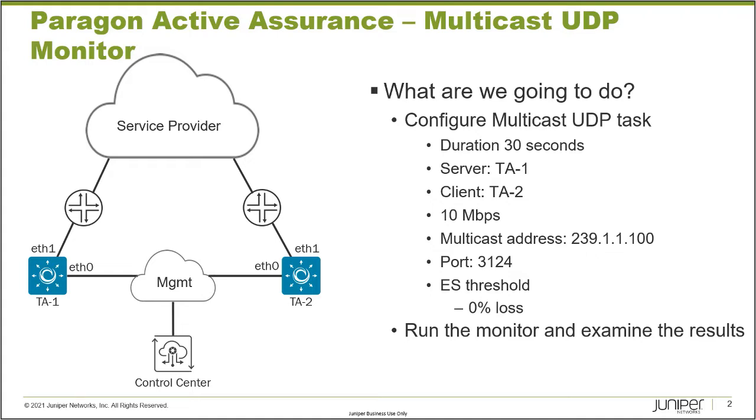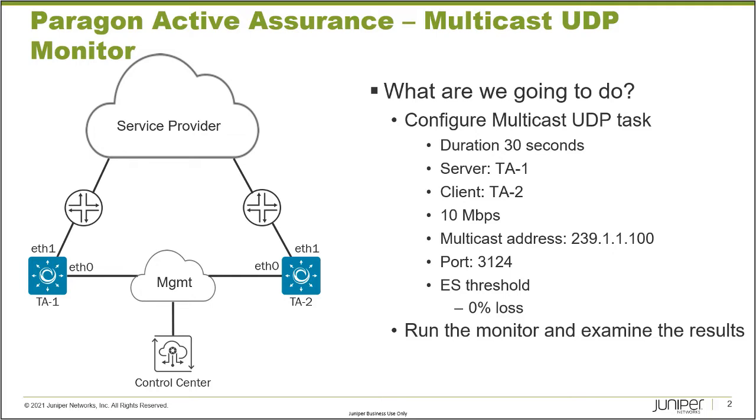This multicast UDP task sends UDP multicast traffic from a server, which in our case is going to be TA1. And then TA2 acts as a client to receive the multicast traffic. So what happens when the task starts? Well, first, TA1, which as we know is the server, generates multicast traffic towards the destination multicast address, which in our case is 239.1.1.100. Then TA2, which is the client, tries to join the multicast address. And if TA2 is successful at joining that multicast address, things like one-way delay, jitter, packet loss, and packet misorderings can be recorded.